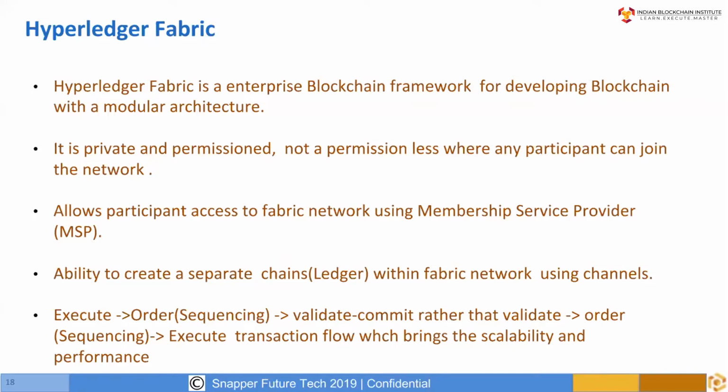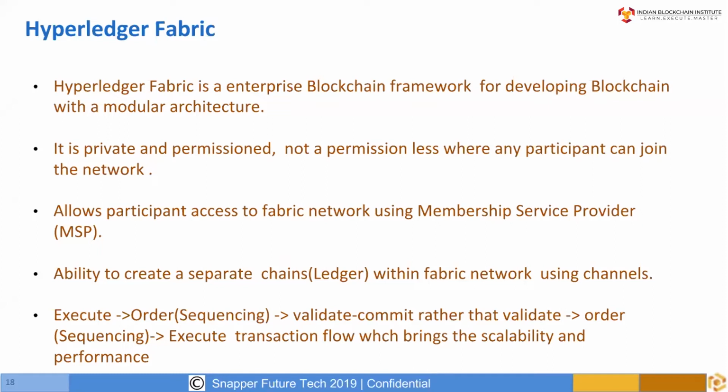So there is the ability to create a separate chain or ledger within a Fabric network using channels. So in Fabric, the ledger is called channel. So you can have multiple channels or one channel for your network. Okay. So the approach that Fabric follows is execute, order, and validate or commit, rather than validate, order, and execute, that transaction flow, which brings the scalability and performance.